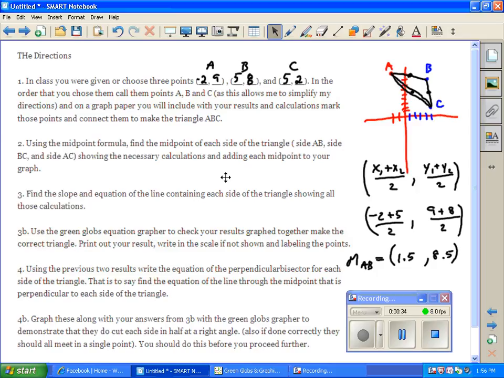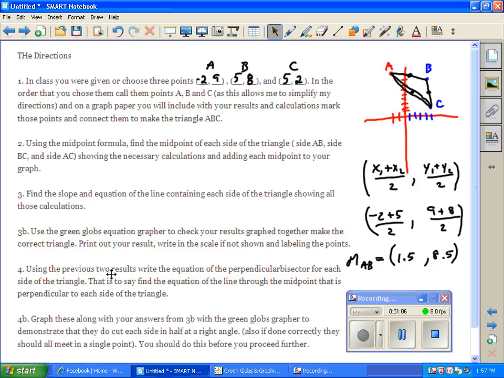And you're going to use Green Globs' equation grapher to graph those with the computer and make sure that the vertices of the resulting triangle are at A, B, and C, and you have the same triangle graphed by computer as you have drawn by hand. And that's how you can check your midpoints. Be very careful on your midpoints because that's going to be needed in part 4.